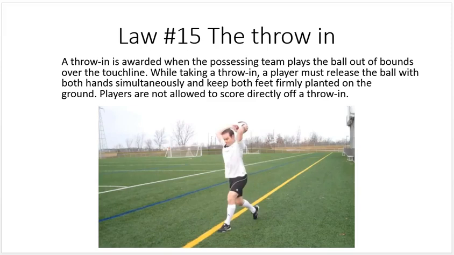Law 15, the throw-in. A throw-in is awarded when the possessing team plays the ball out of bounds over the touchline. While taking a throw-in, a player must release the ball with both hands simultaneously and keep both feet firmly planted on the ground. Players are not allowed to score directly off a throw-in. Okay, so 1, you can't just throw the ball into the other team's goal. Can't do that. 2, you've got to use both hands, right? You can't just wind up with one arm and chuck the ball back into the field. You've got to use 2 hands.